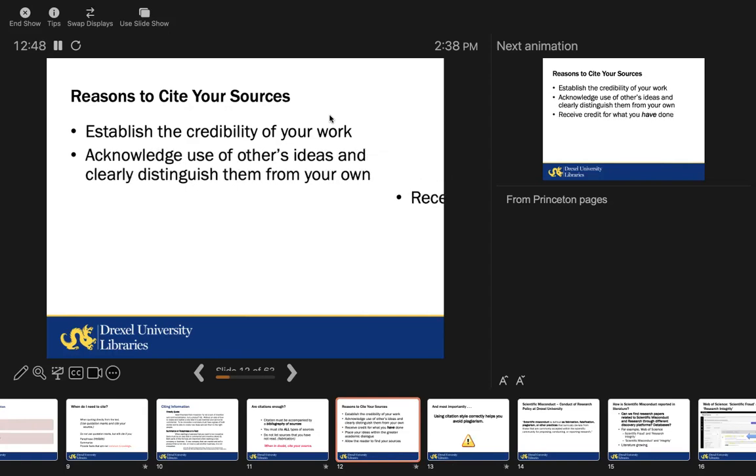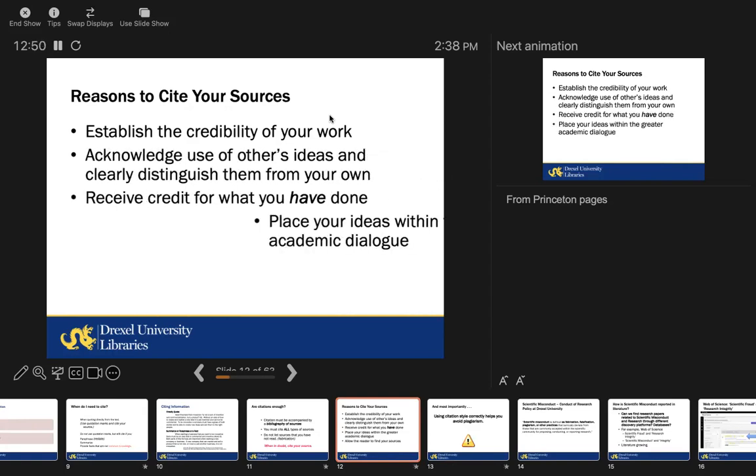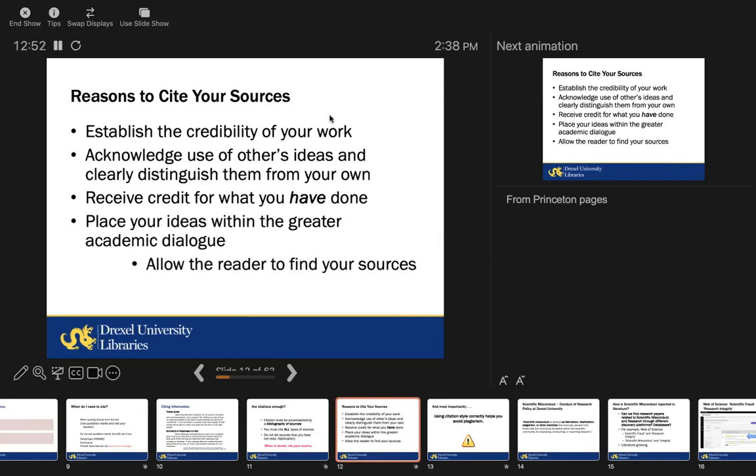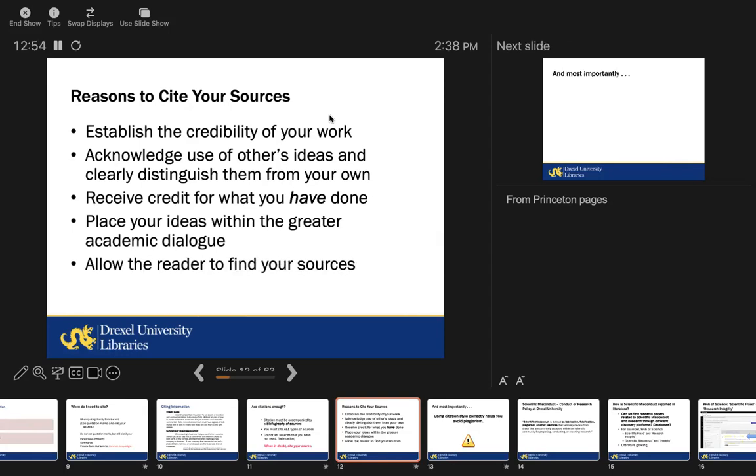So you can create it yourself, you are acknowledging others' ideas, you are receiving credit for what you have done, and also especially in the graduate student and PhD environment, by publishing your paper or even presenting your paper at a conference, you're opening up a dialogue and interaction.